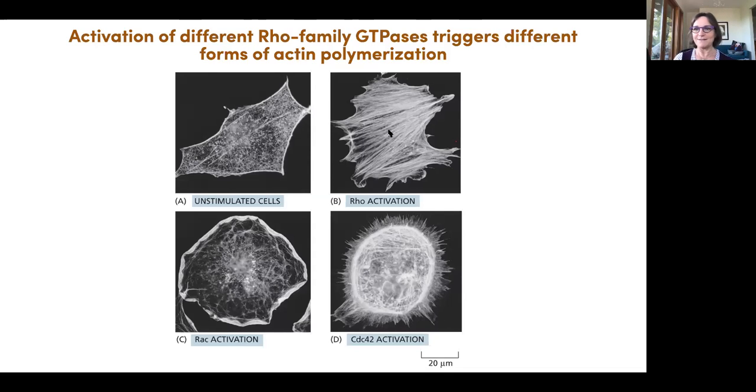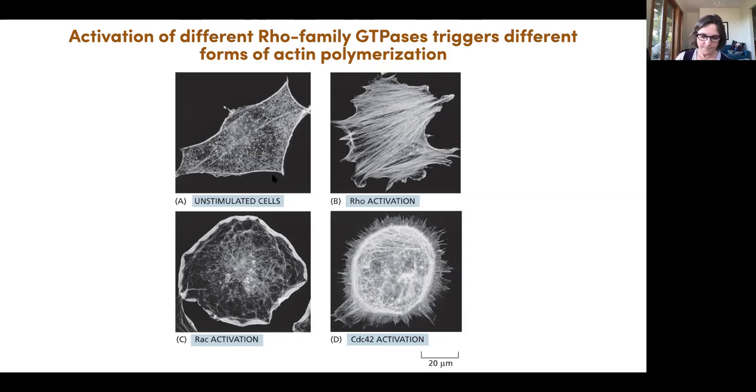And I am not going to get into this at all, but this just shows images of what happens when Rho is activated, when CDC42 is activated. So here you see stress fibers. Here you see more actin polymerization into, I guess these would be filopodia at the edge of the cell. And this looks more like, I guess, lamellipodia, or I'm not really sure what's going on here. And this is an unstimulated cell.